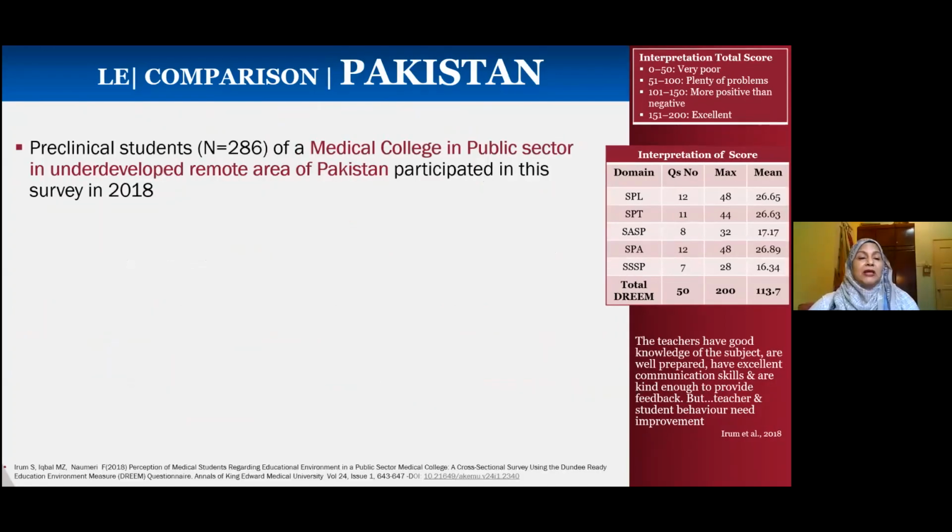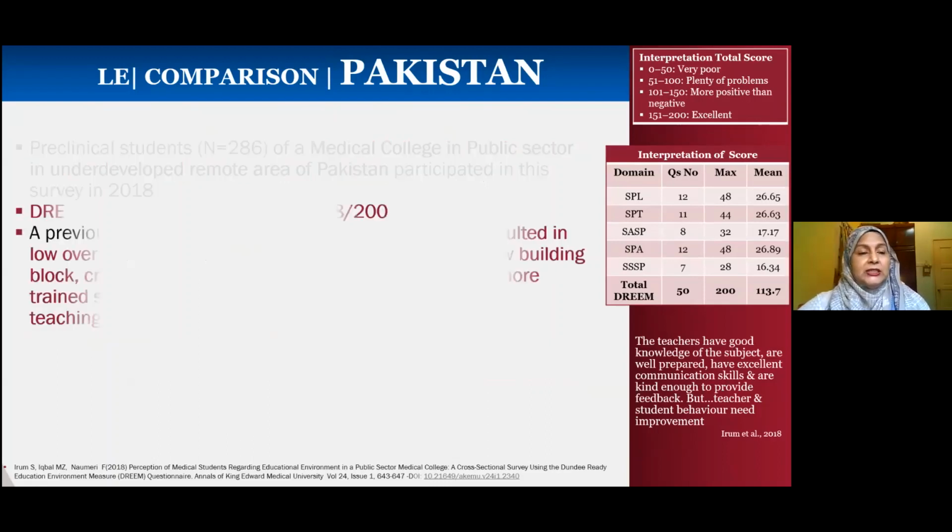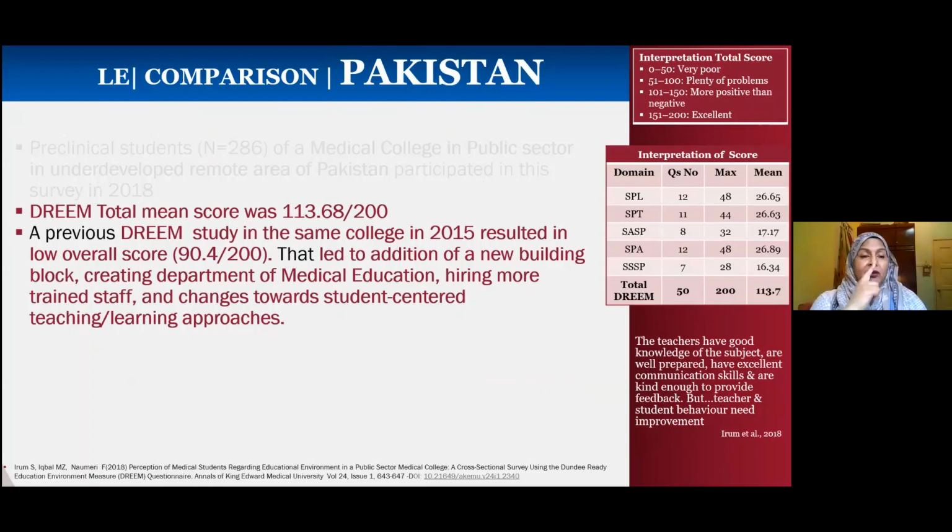The Pakistan study, again, was conducted for the preclinical students, 286 in number, of a medical college in the public sector, but this college is in an underdeveloped remote area of Pakistan. This study was done in 2018. The DREEM score was 113 out of 200, but this school had already done one DREEM study in 2015, that means 3 years earlier. In the previous DREEM study, the result was a low overall score of 90.4 out of 200.